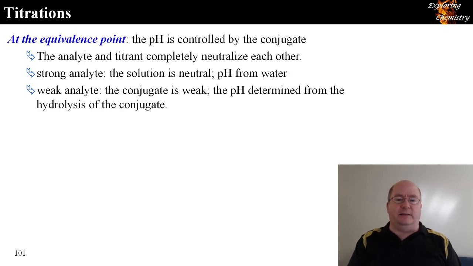At the equivalence point, the pH is controlled by the conjugate. The analyte and titrant completely neutralize each other. They're both gone at the equivalence point. All you have left is the conjugate. If your analyte was originally strong, that means your conjugate doesn't have any basic or acidic properties. You have a neutral solution, and the pH is from water. pH is 7. If your analyte was weak, then the conjugate was also weak, and the pH is determined from the hydrolysis of the conjugate.